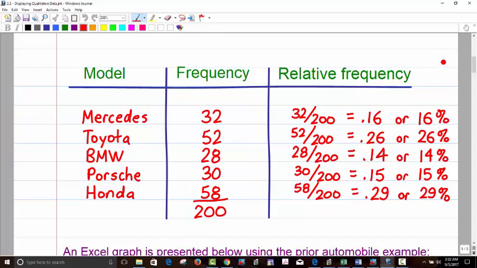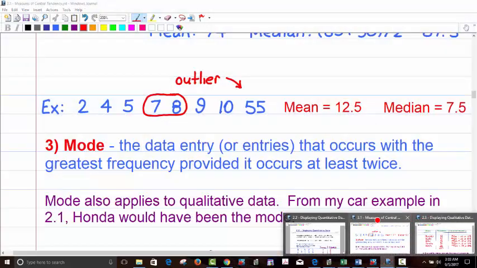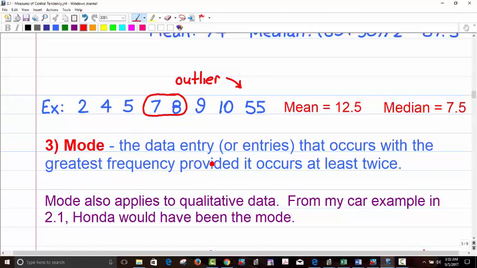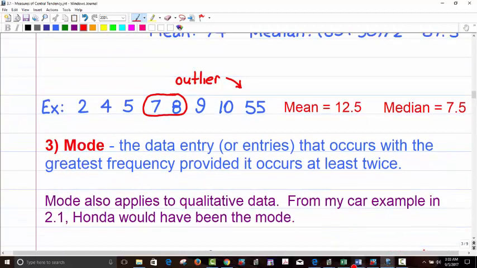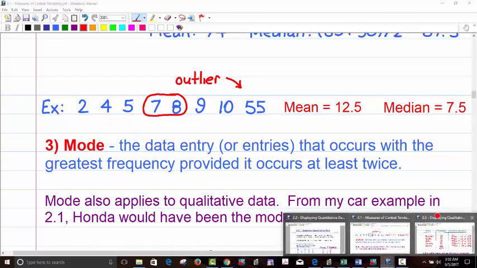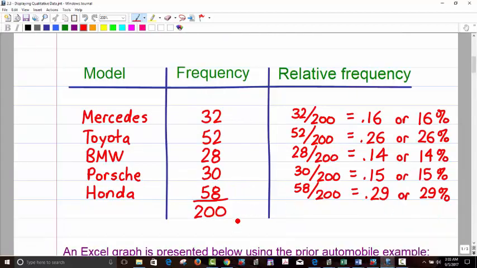Mode is the value that's chosen that occurs the most, provided it occurs at least twice. So you can have qualitative or quantitative data here. So for this one, the mode would be Honda, because there were more choices of Honda than anything else.